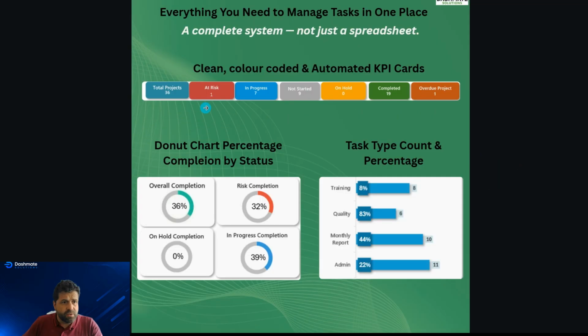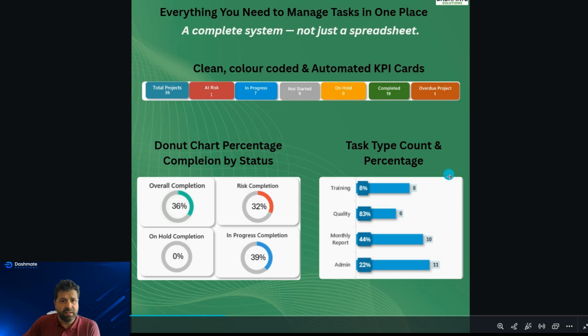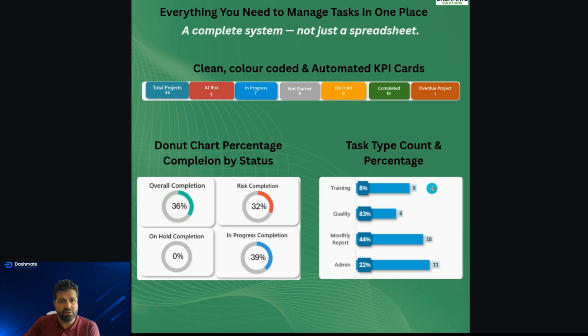So here's again just a quick look at the KPI cards: total projects, which ones are at risk, the number in progress, not started, for example, and so on. And then just a couple of donut charts down here in the bottom left as well. Here's your task type counts and your percentage. So you have training, average completion at 8%. So that's just a quick example there.